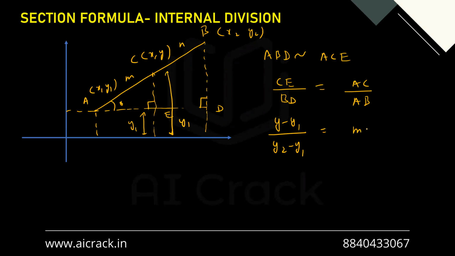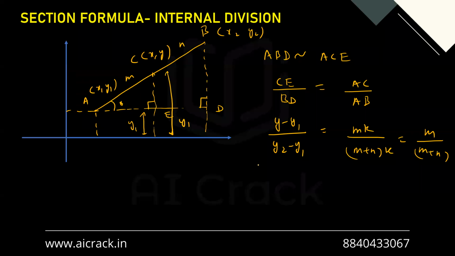AC is nothing but, let's say, m times k. I mean, let's say this is mk and this is nk. The ratio is m is to n. So I'm assuming that AC equals m times some constant, and AB would be m plus n times k. That is nothing but m upon m plus n.